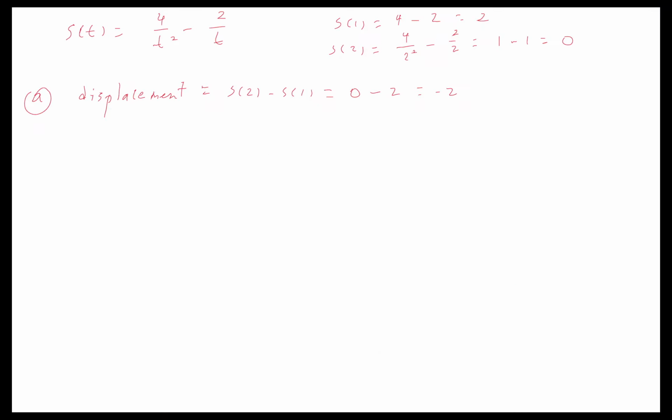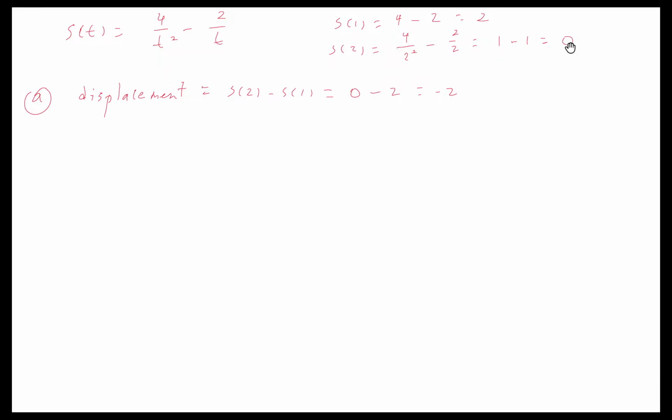So first of all, to find the displacement, the position function is given, which is 4 over t squared minus 2 over t. We can find the value of this position function at 1 and 2 by plugging in t equals 1, which is 4 minus 2, equal to 2, and t equals 2, which is 0. So the displacement is s of 2 minus s of 1, or f of 2 minus f of 1, that's the same thing.